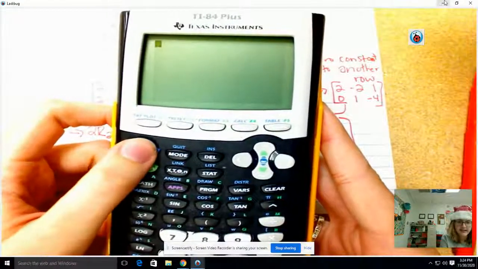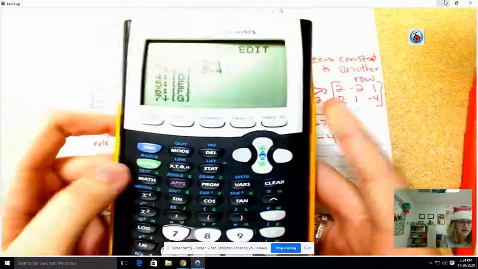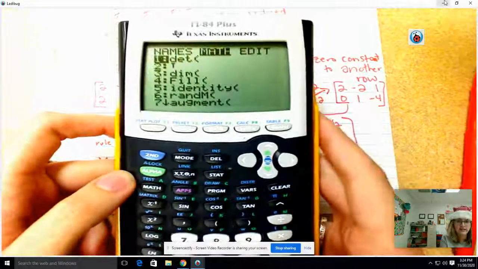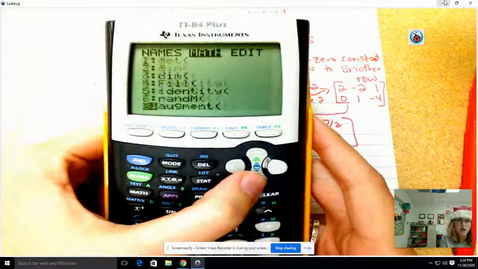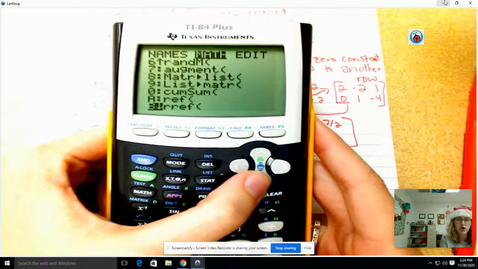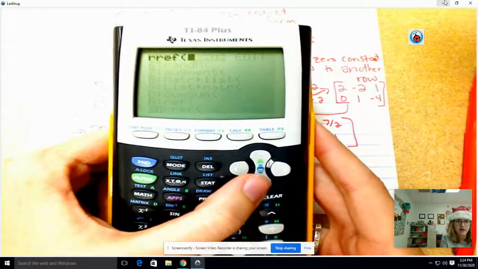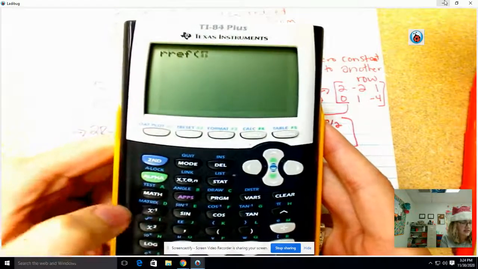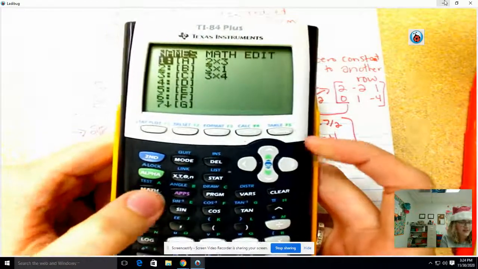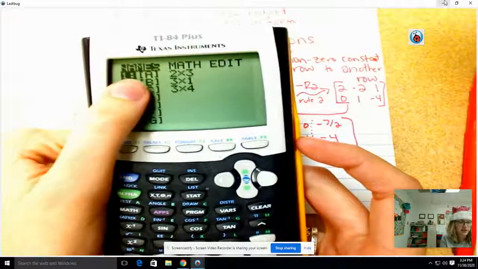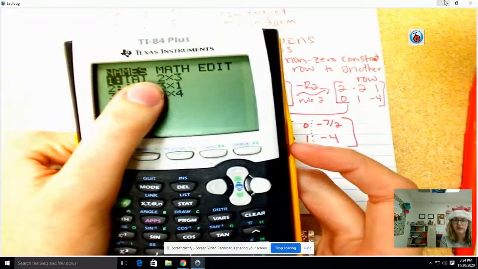Once those are all in there, I'm going to hit second quit. Then I'm going to hit second matrix again. I'm going to scroll over to math, and I'm going to scroll all the way down to RREF, row reduced echelon form. So RREF, then I'm going to hit second matrix again. Then I'm going to hit 1. So enter on A, because 2 times 3 is what we want.